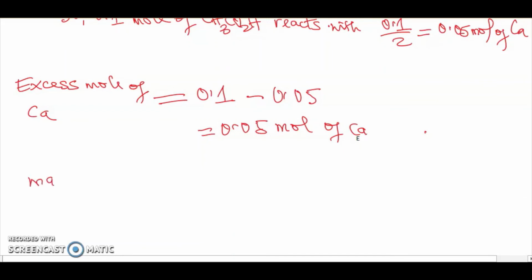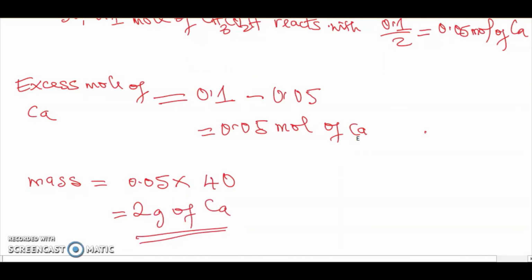Now that we have the number of moles of calcium that was left, we can conveniently calculate the mass by multiplying the moles by the molar mass. So we have 0.05 multiplied by the molar mass of calcium, which is 40, and that gives us 2 grams of calcium. So this is the mass of calcium that was left at the end of the reaction.